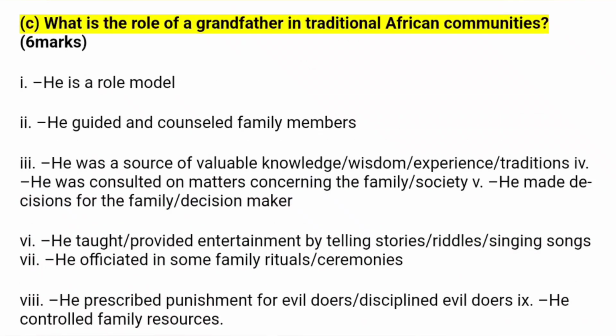C. What is the role of a grandfather in traditional African communities? 6 marks. 1. He is a role model. 2. He guided and counseled family members. 3. He was a source of valuable knowledge, wisdom, experience and traditions. 4. He was consulted on matters concerning the family and society.